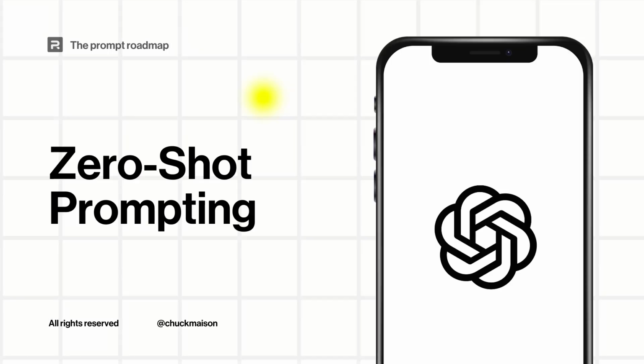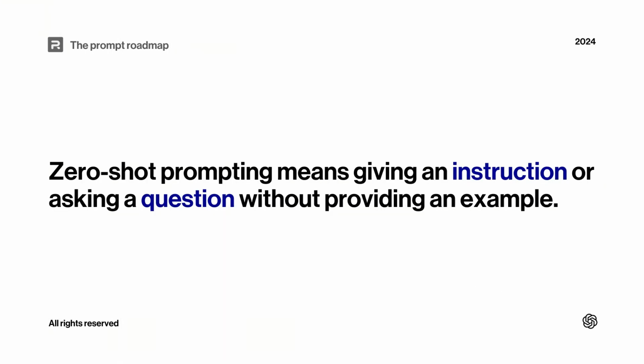Okay, first up, we'll talk about zero-shot prompting. Now, zero-shot prompting means giving an instruction or asking a question without providing an example.